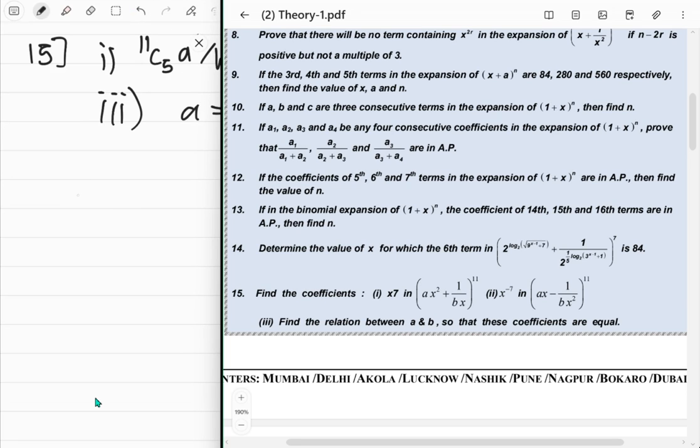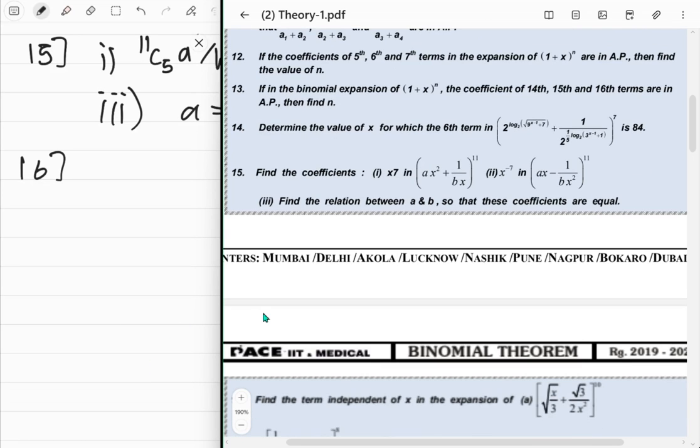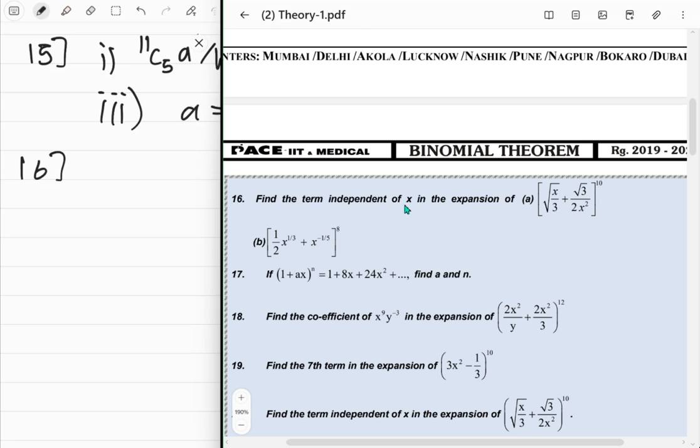Okay. So to 16th now. Find the term independent of x in the expansion of square root of x upon 3 plus square root of 3 upon 2x squared to the power of 10. So the term independent of x in this expansion. These are just so repetitive.